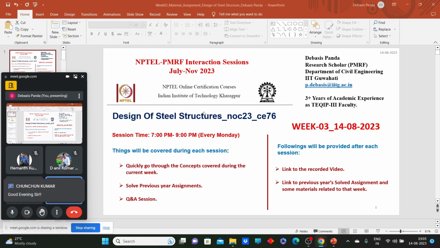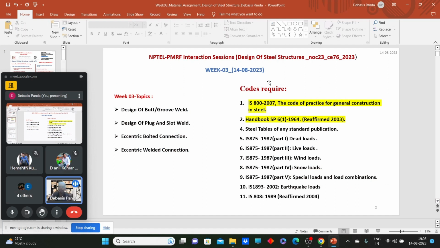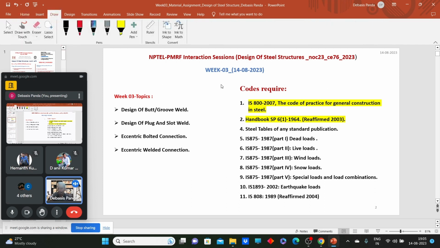Let's quickly start this session. During the last interaction session, we started discussing welded connections, and we went through the design specification and design processes of fillet weld. Today, first we will cover the design of another kind of weld, that is butt weld, and then we will go through the plug and slot weld. Then we will spend some time on eccentric bolted connection and eccentric welded connection.